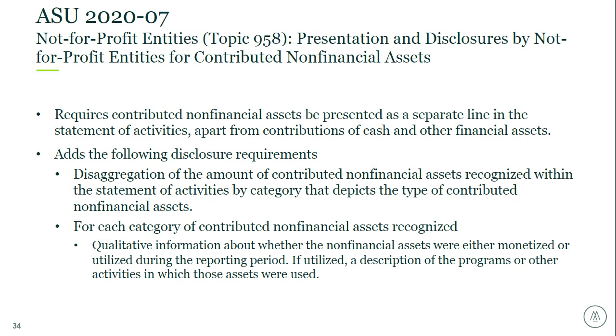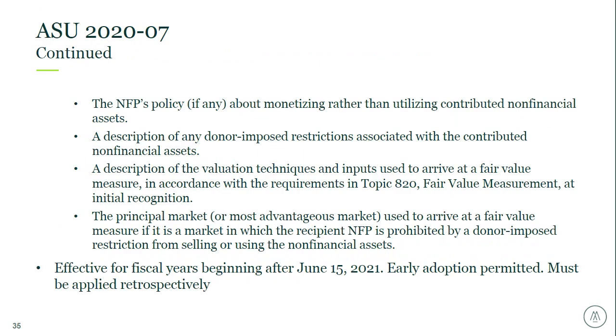The first is some qualitative information about whether those are monetized or sold, or if they're just utilized within the reporting period. There is a requirement to disclose the policy of whether those non-financial assets, again, by category, can be monetized or utilized. If there are any donor-imposed restrictions associated with the contributed assets, you would need to disclose that. For each category, disclose the valuation techniques and inputs and how you're determining the fair value and that amount that you're recognizing.